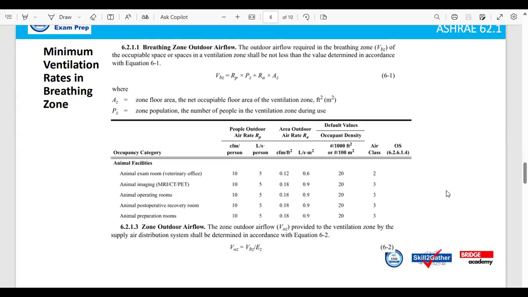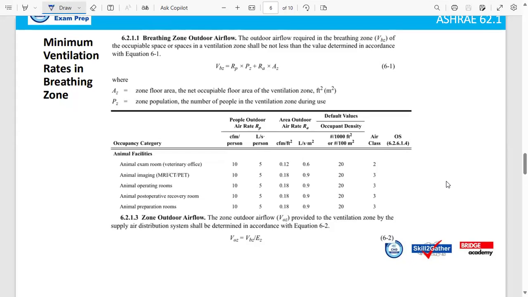How to calculate the fresh air or outdoor airflow requirement at the breathing zone. So we are looking for VBZ. Outdoor airflow requirement has been represented by this VBZ. Okay, the equation is in here. Very short equation. Let me familiarize you with this equation and explain how to use this.